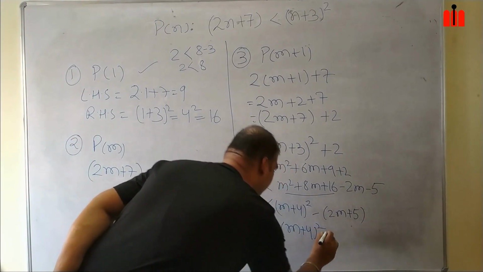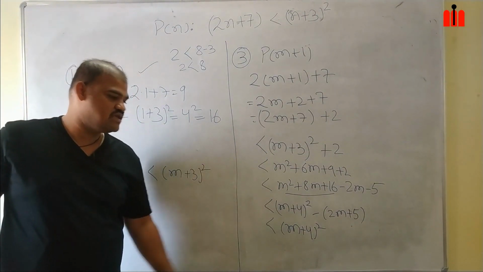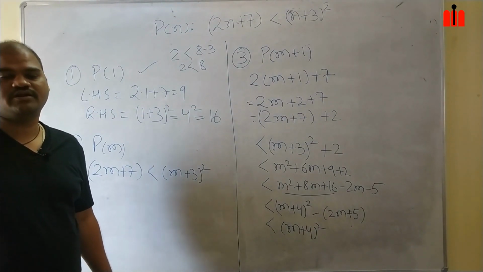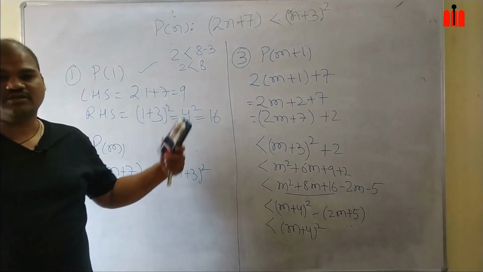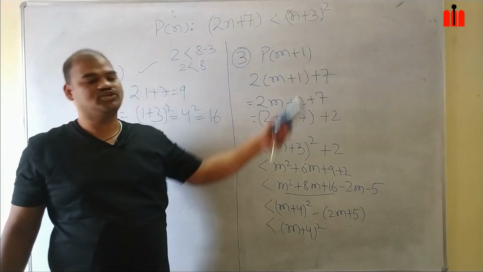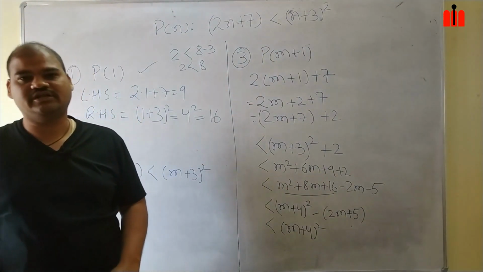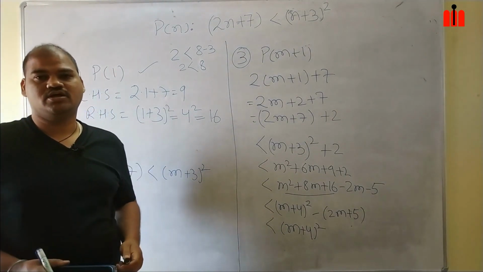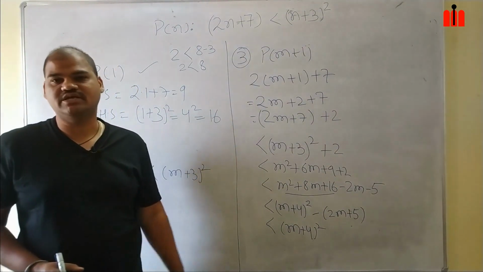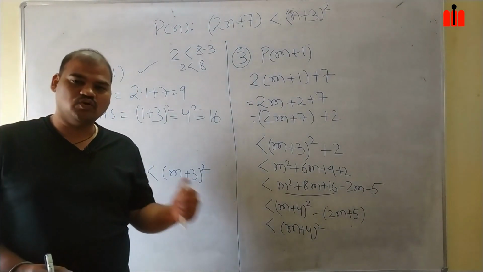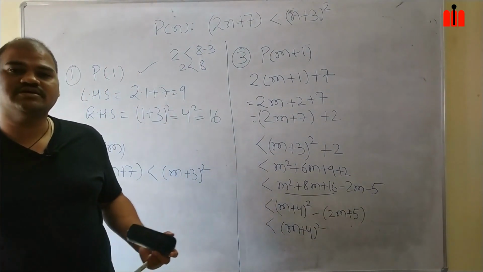Using that, I will come to a conclusion that Pm plus 1 is lesser than m plus 4 whole square. Okay, so this is what we had anticipated, right? When we substitute n with m plus 1, we get m plus 4 whole square, and we got that in our RHS. So with this we can say that Pm plus 1 is true, and we conclude that Pn is also true. This completes 13th problem.